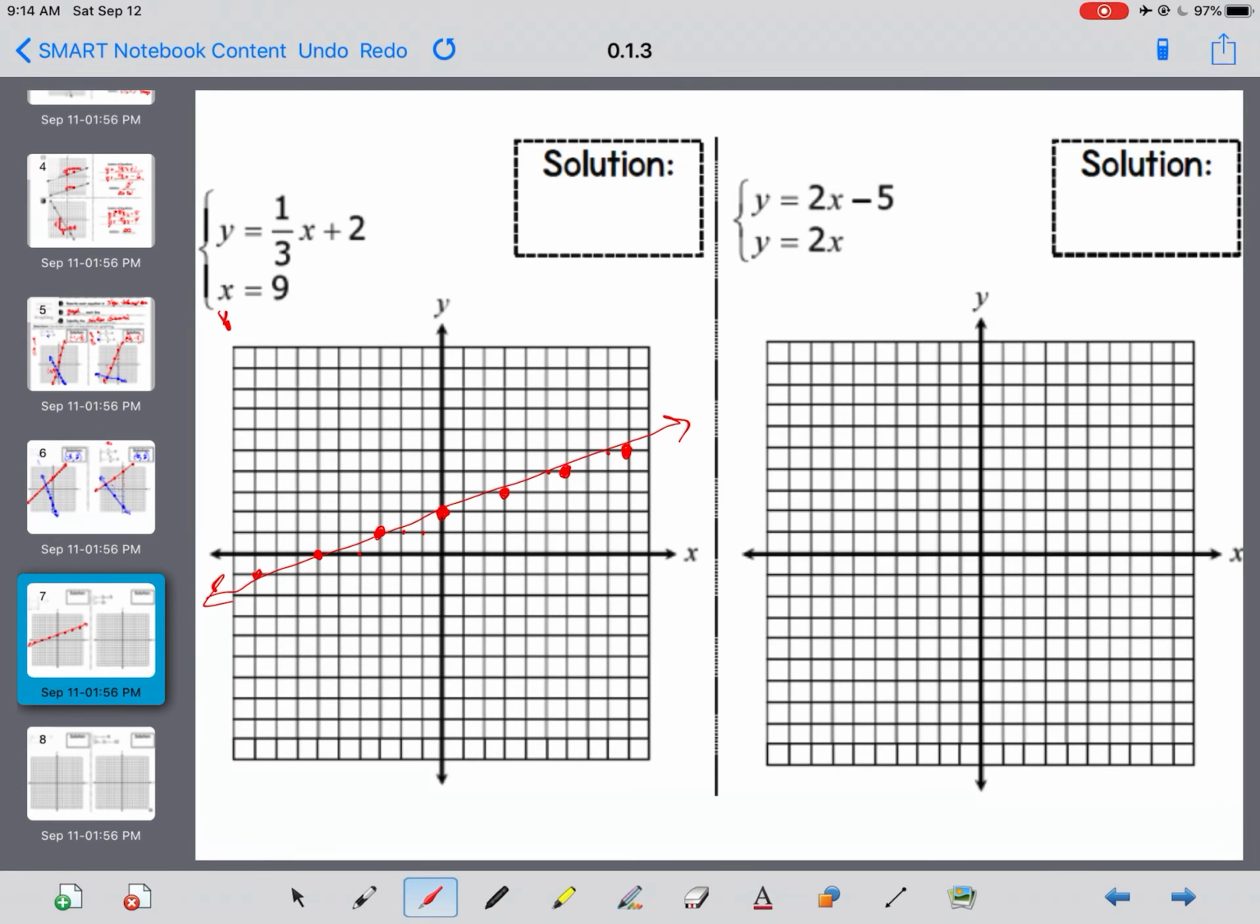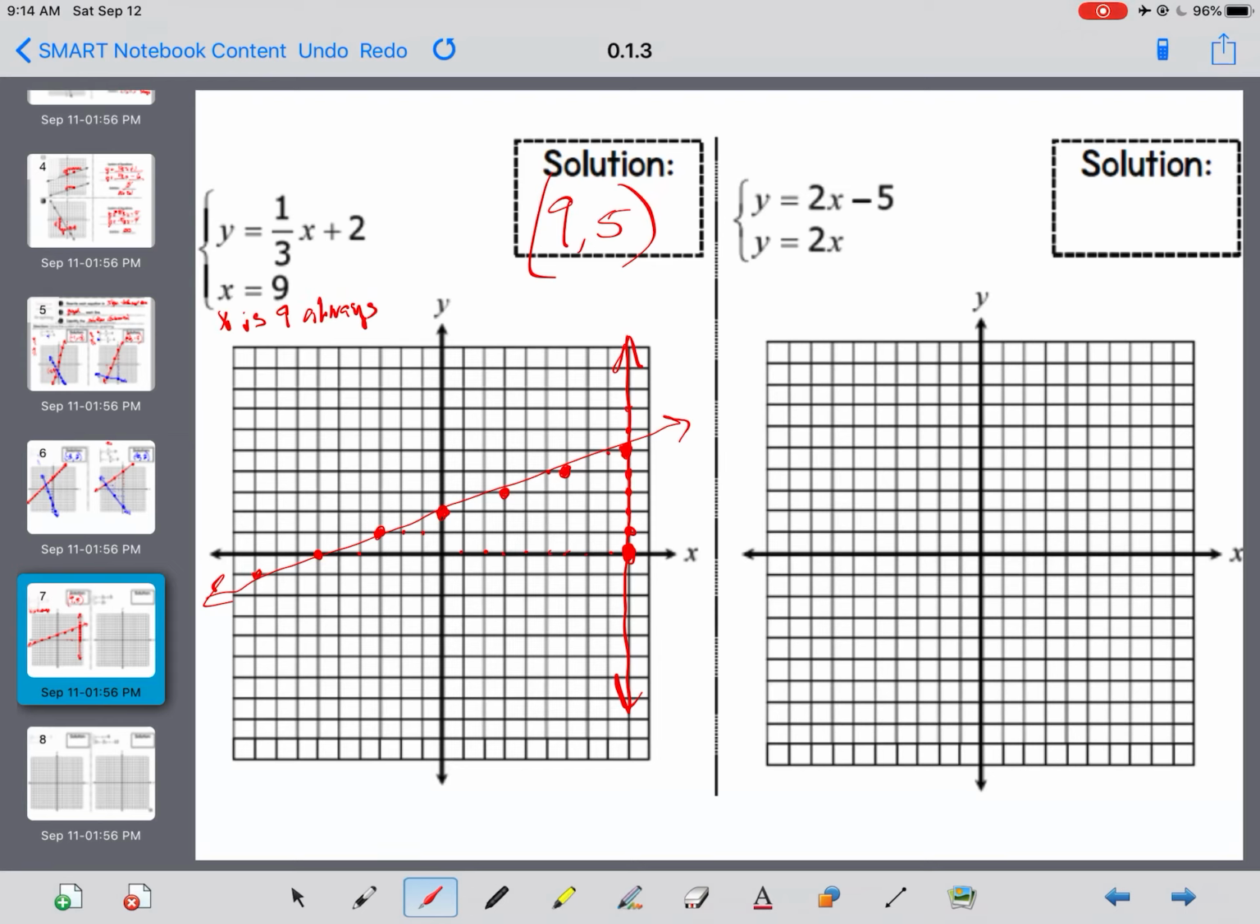Now, the last one, this says x equals 9. That means x is 9 always. So that means that my solution, the x part's going to be 9. I go over here, 1, 2, 3, 4, 5, 6, 7, 8, 9 in the x direction. And then x always has to be 9. That's a line that goes like this. It has an undefined slope, but it still has an intersection point right there. 9, comma, 1, 2, 3, 4, 5 up is where it works. Okay? That's where those intersect.